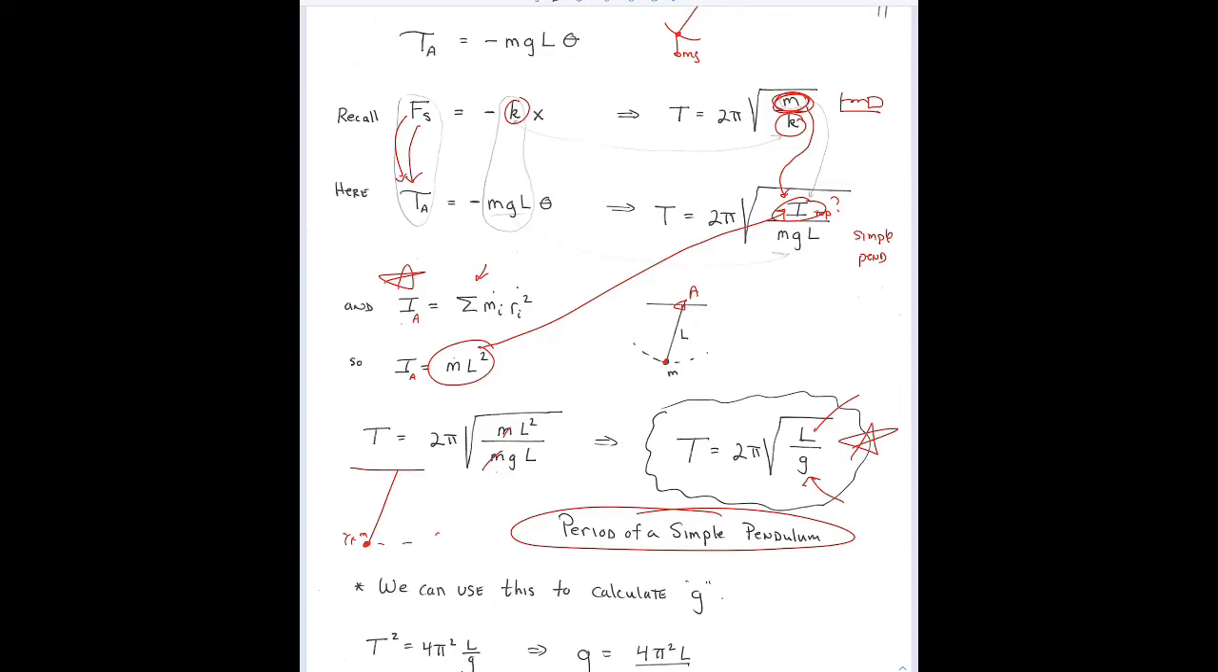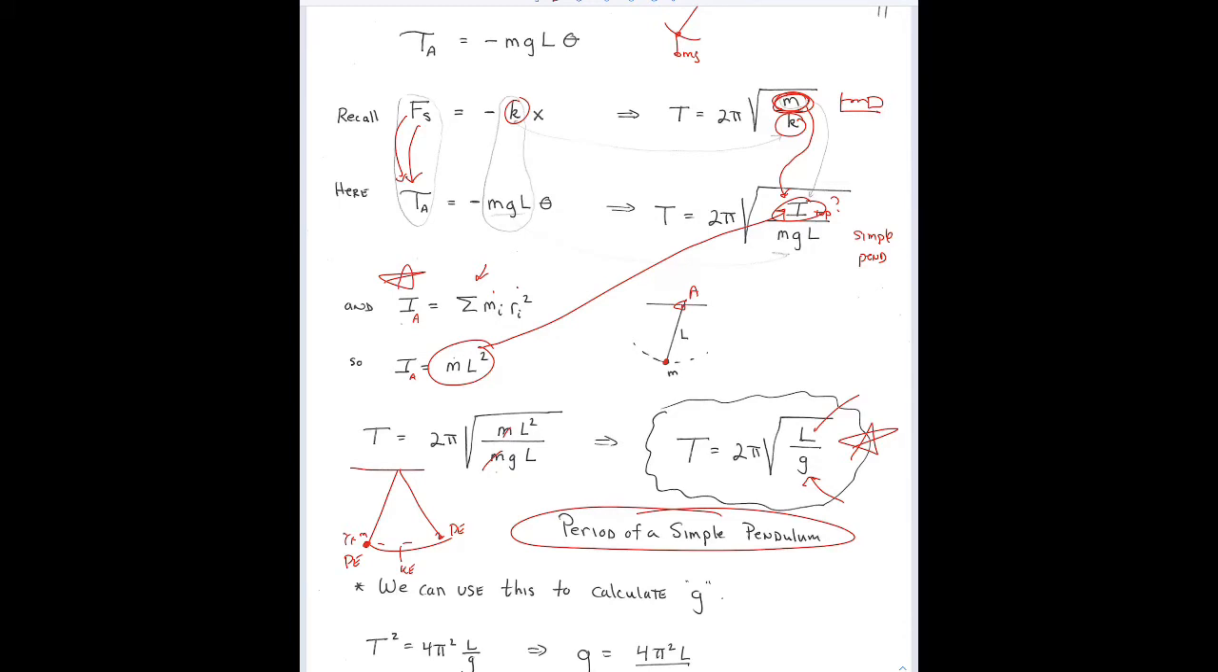One of the reasons is when I let this thing go, it has potential energy here, then it has kinetic energy when it gets to the bottom, and then it has potential energy when it stops. It goes back and forth and back and forth, and that would be independent of any object that you put there, independent of its mass as long as there's no friction at the pivot point.